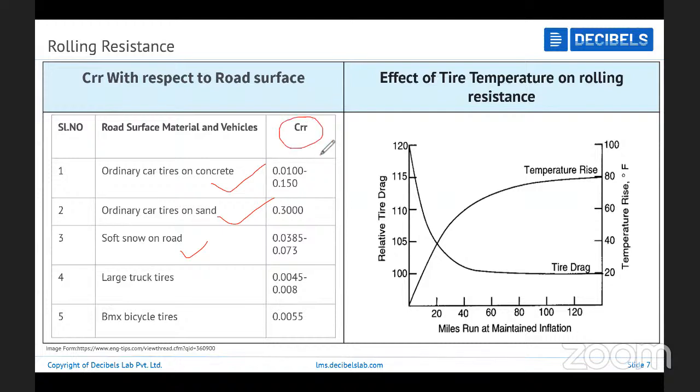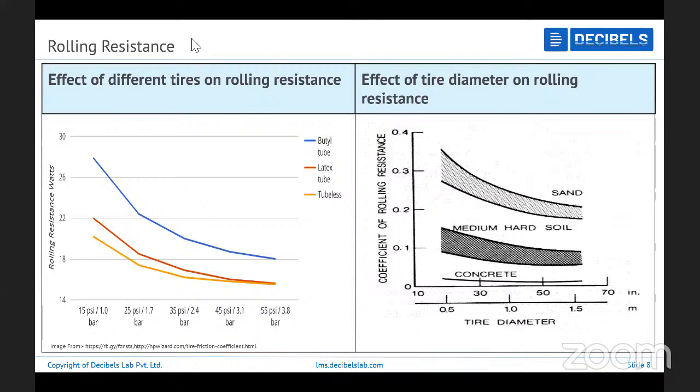What exactly do these coefficient values define, right? Yeah. And the temperature: at higher temperatures, the tire material will lose its energy. Okay, not the wheel. And if you talk about the rolling resistance of different tires, if you consider different materials, there will be different rolling resistance at different pressures for different tire materials.